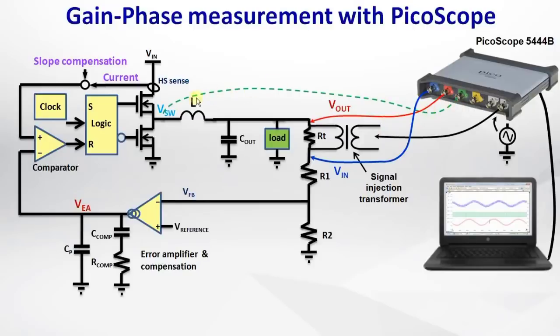You can use another channel to measure the converter switching signal to check the converter operation at different injection signal frequencies and amplitudes. In this video, I'm using a PicoScope 5444B, which has high resolution and low noise floor, which is beneficial for gain phase measurements, but you can also use the lower end PicoScopes.